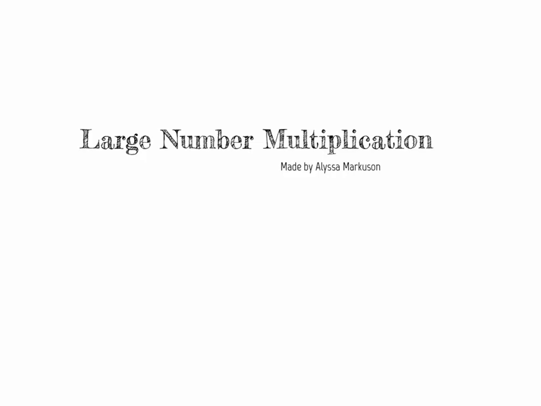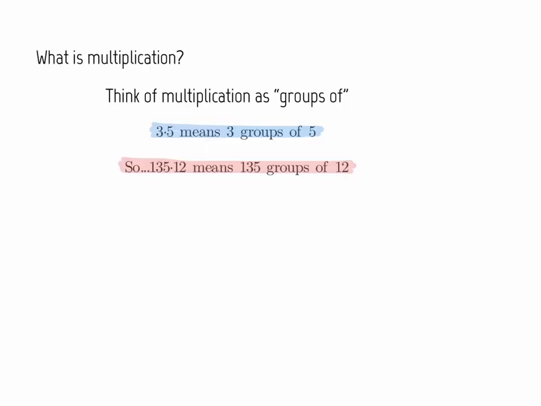Today we are going to review multiplication of large numbers. So what is multiplication? One way I would encourage you to think of multiplication is as groups of. So taking that word times and replacing it with groups of. So 3 times 5, how we normally read that problem, actually means 3 groups of 5. And if there's 5 in each group and there's 3 groups, that would give us 15.